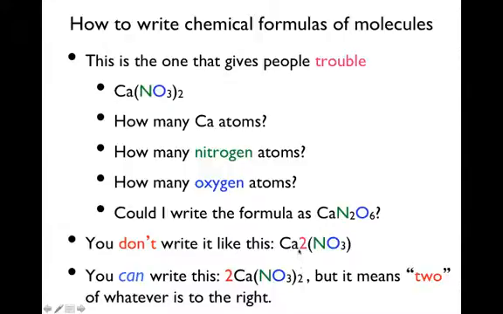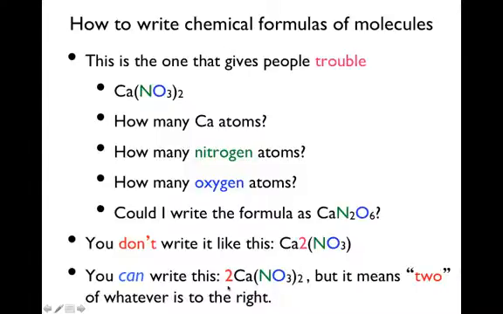So here the 2 was in the middle of the molecule, it basically split it in two. Here the number 2 is written to the left of the entire molecule, 2Ca(NO3)2. In this case, you could write it that way, but the 2 means something. It means 2 of the entire molecule over here. It means 2 of everything to the right.